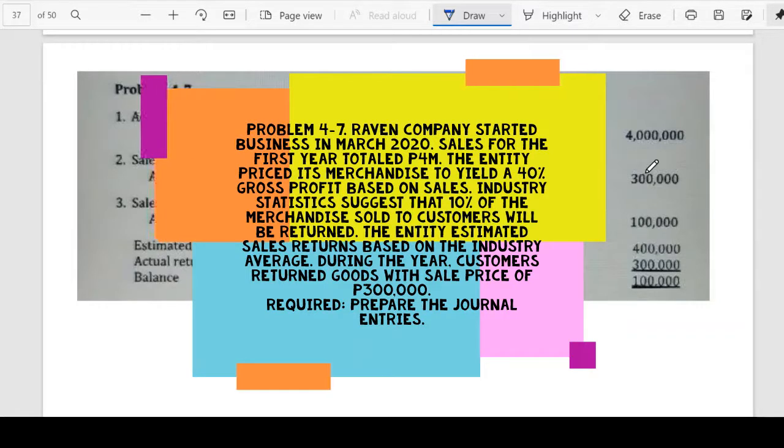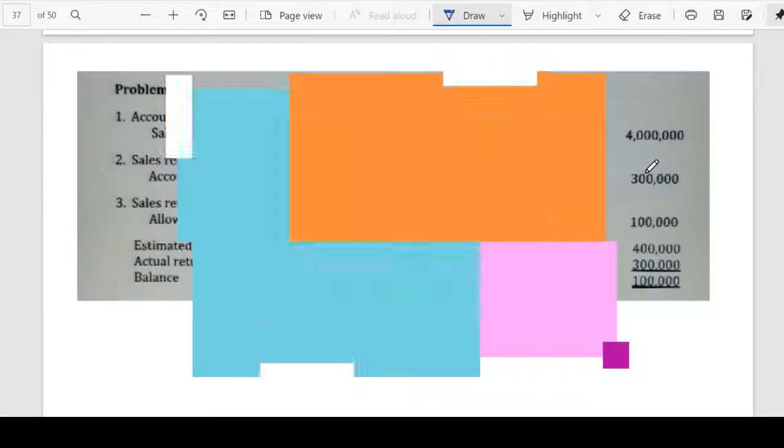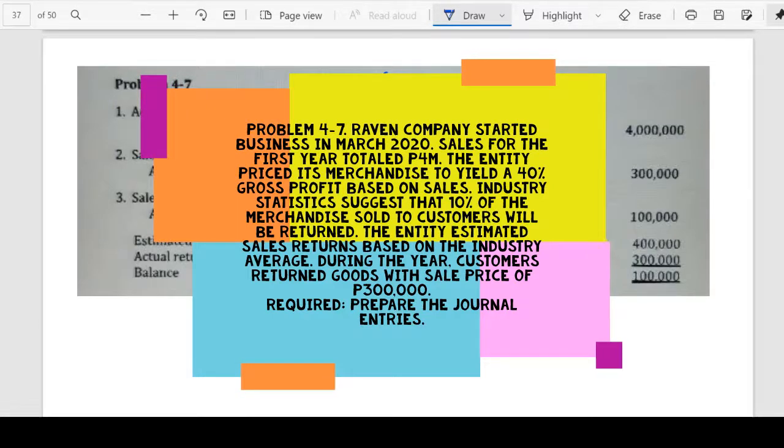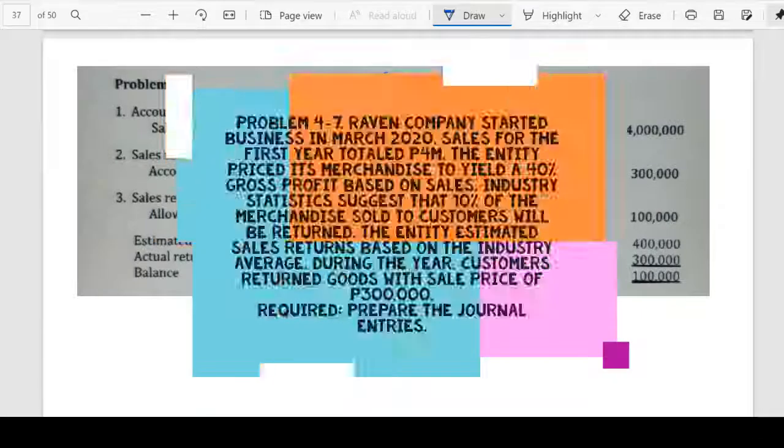Raven Company started business on March 2020. Sales for the first year is 4 million. The entity priced its merchandise to yield a 40% gross profit based on sales. Industry statistics suggest that 10% of merchandise sold to customers will be returned. So, na ay 10% nga pwedeng iuli. The entity estimates sales returns based on the industry average during the year. Customers return the goods with sales price of 300,000.